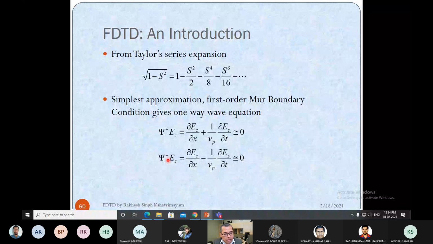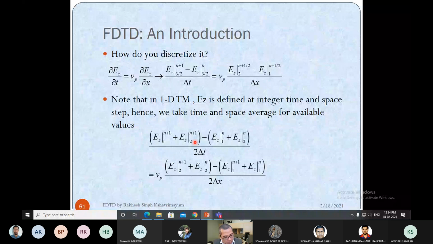Now you can do a finite difference approximation of that. So what do you have? You have a del Ez by del t term here and a del Ez by del x term here. How do you do the finite difference approximation? If you want to approximate del Ez by del t, you can simply do it as Ez at n plus 1 minus Ez at n divided by delta t. You calculate Ez at n plus 1 by 2 here.